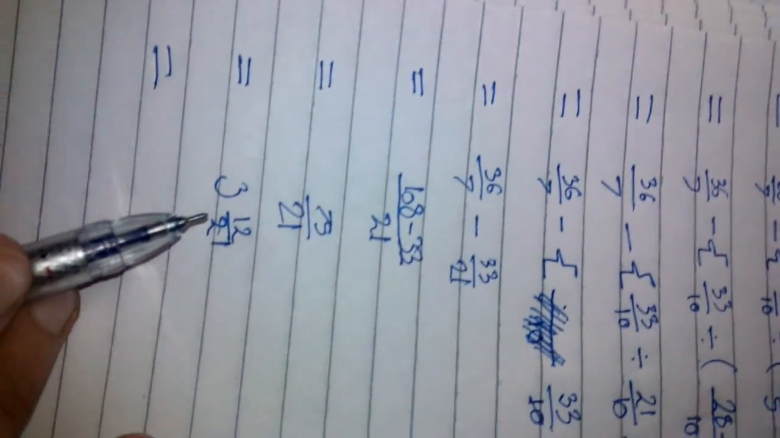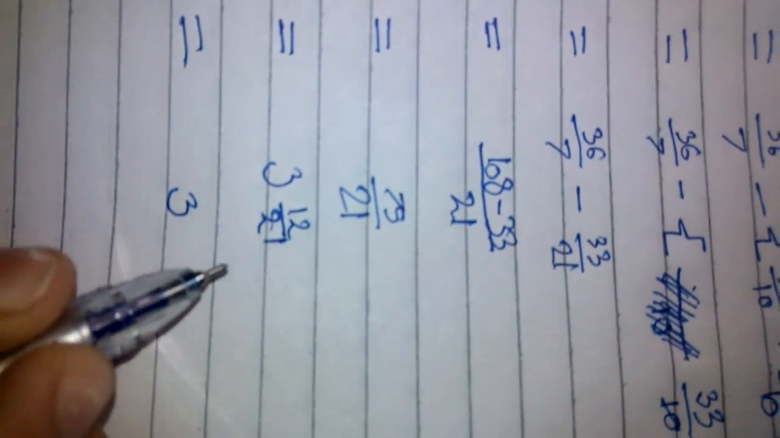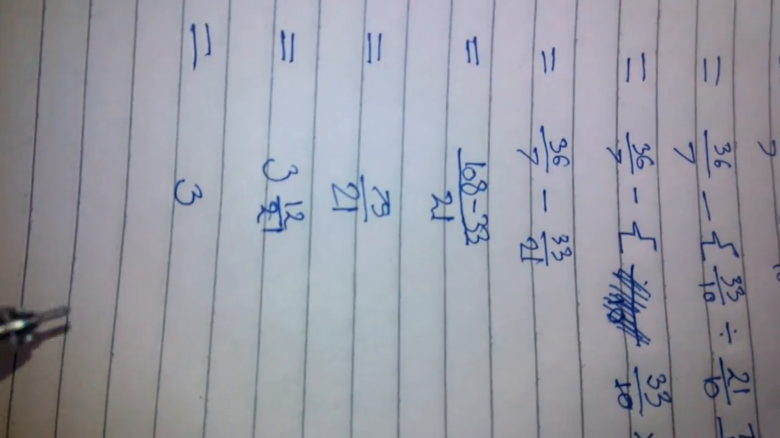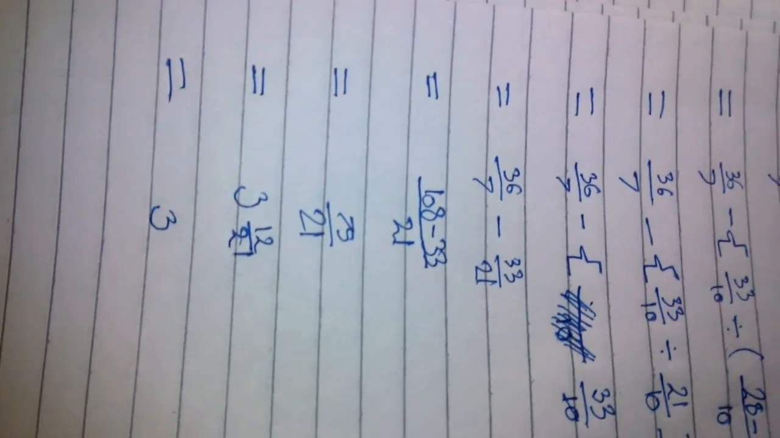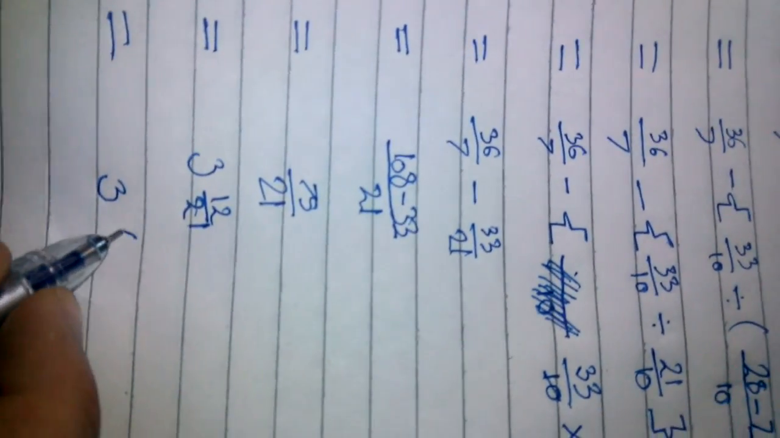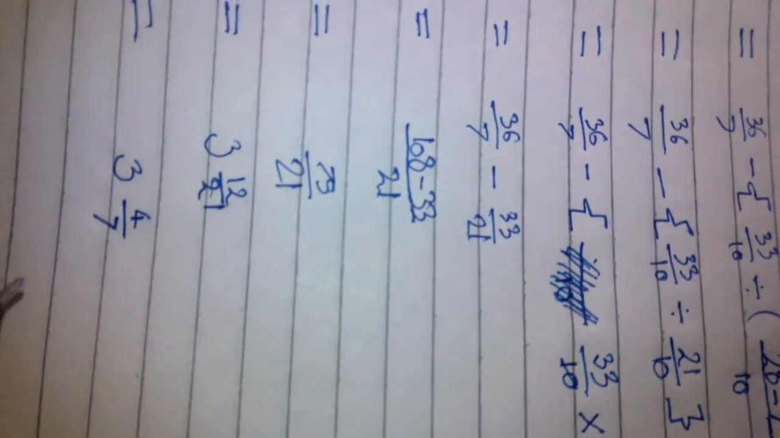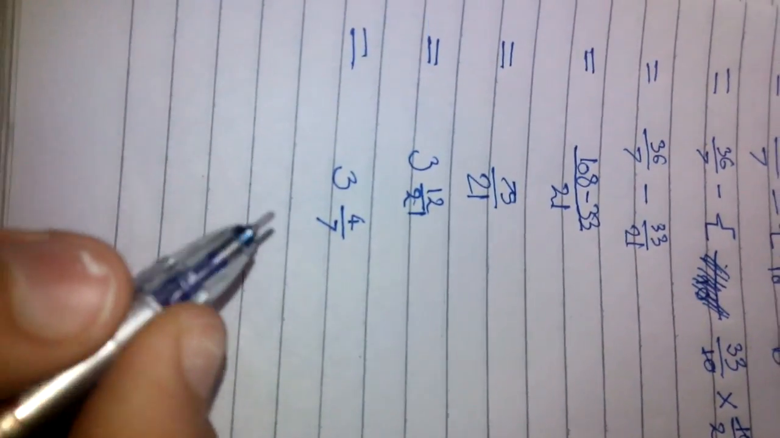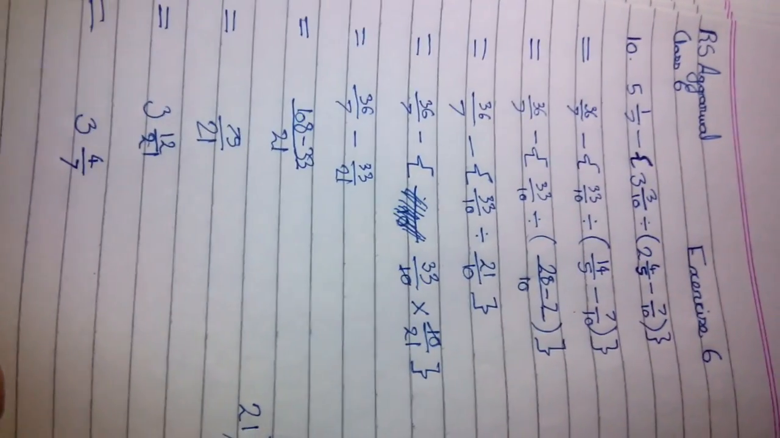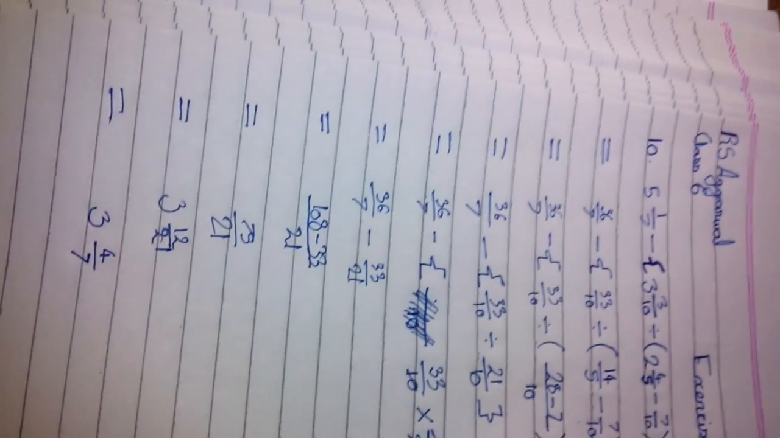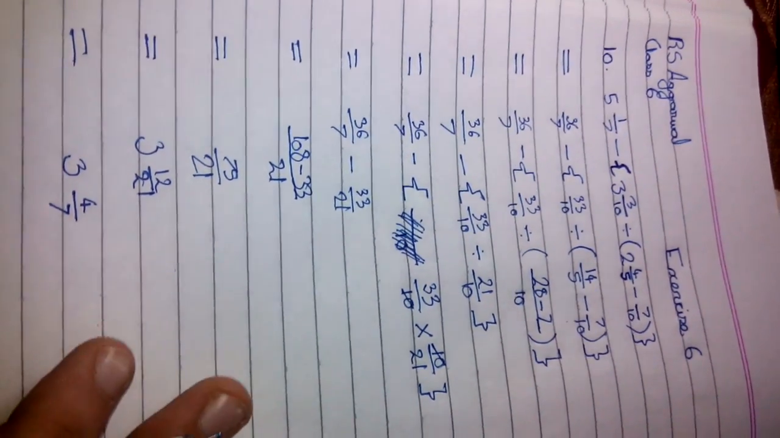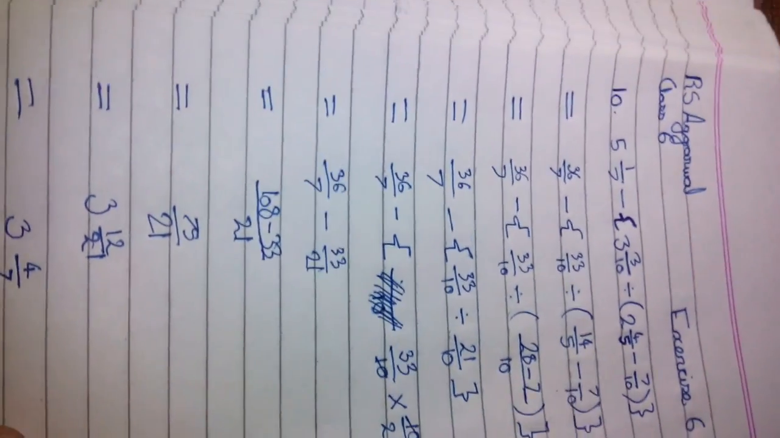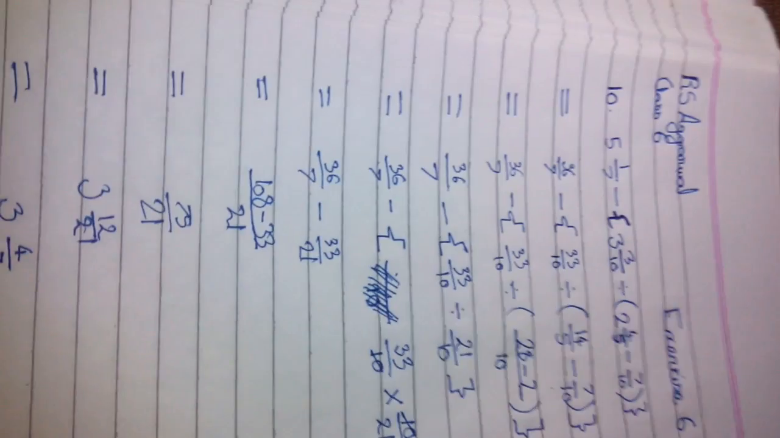Now you just have to convert it into the simple form. If you divide both by 3, this will be 4 by 7. So my answer will be 3 4 by 7 in the simplest form. Alright, guys, you can check the answer. It will be 3 4 by 7. So this was the 10th question, the easy peasy one. Well, let's get on to the next one, shall we?